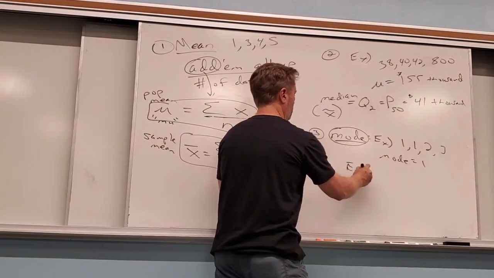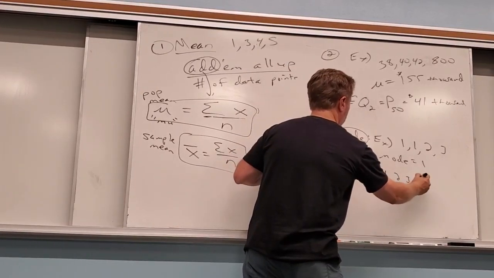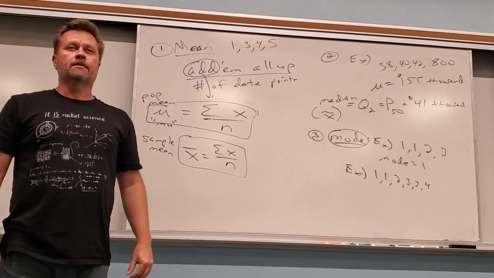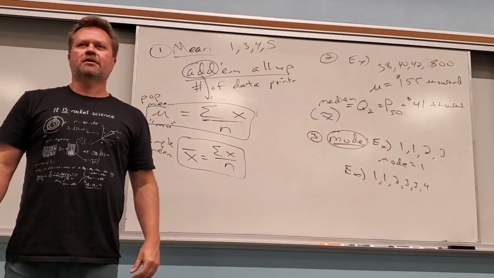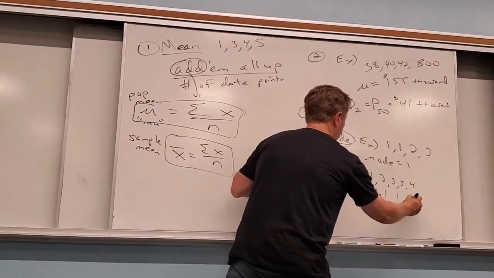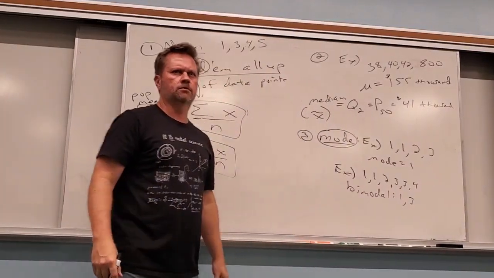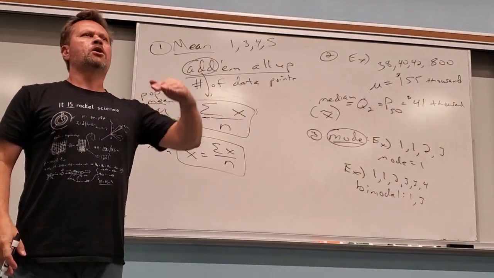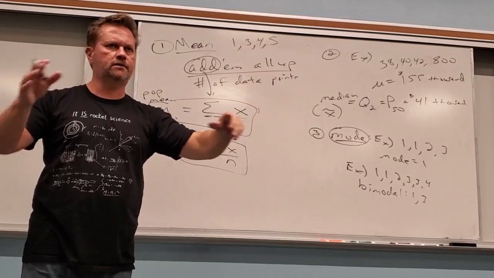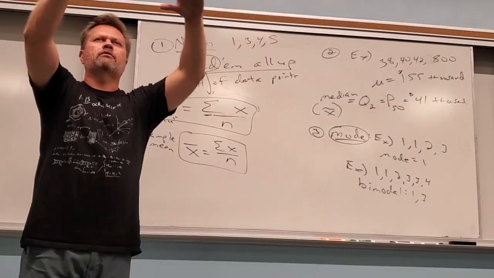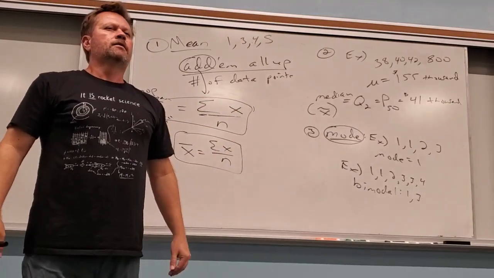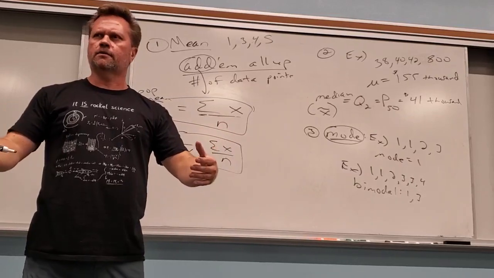What about here? 1, 1, 2, 3, 3, 4. What's the mode? So does it have a single mode? No. It's got 2, so it's bimodal. Bimodal, 1 and 3. Is that cool? You can go up to trimodal, but beyond that, it's like, no, the data's not clustering anywhere. Does that make sense? Up to 3 places, and then past that is like, nah, it's not really clustering anywhere. We give up. You guys all right? So you could have up to trimodal data.